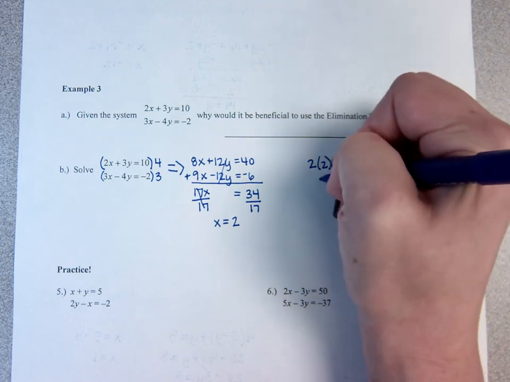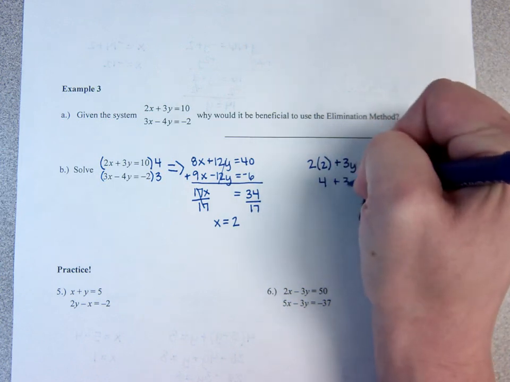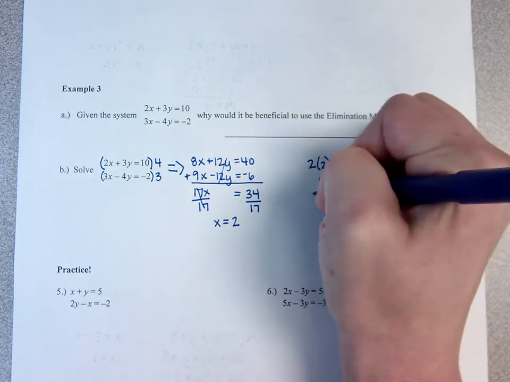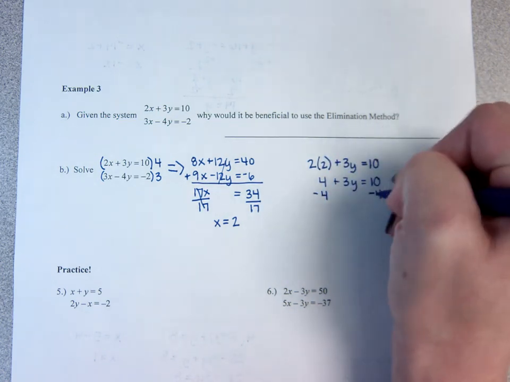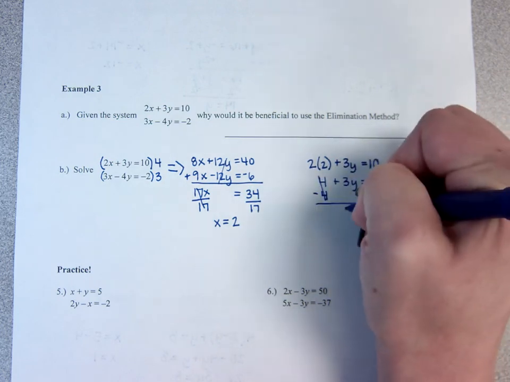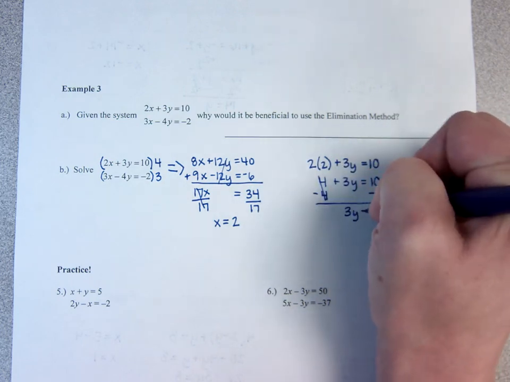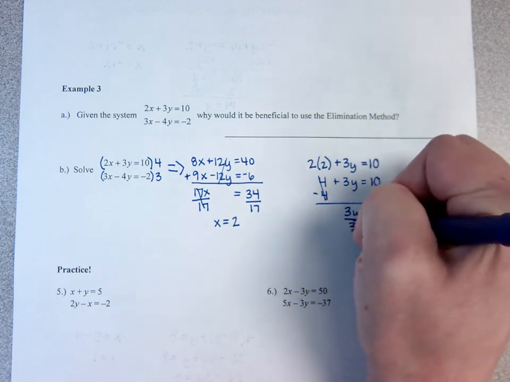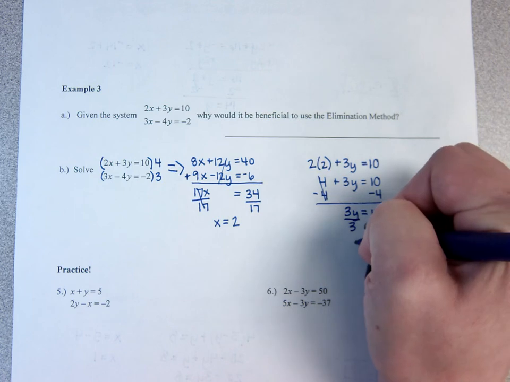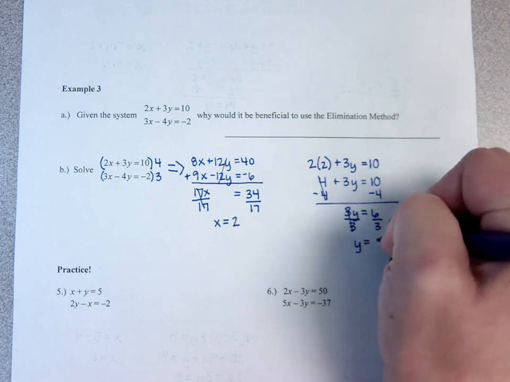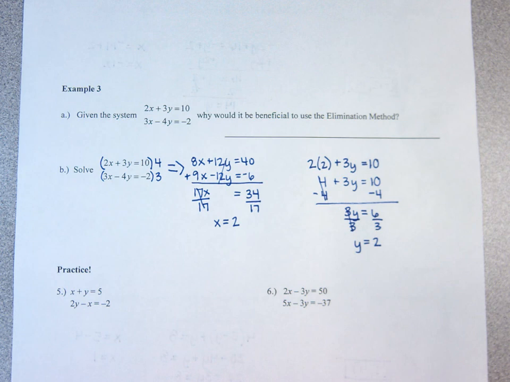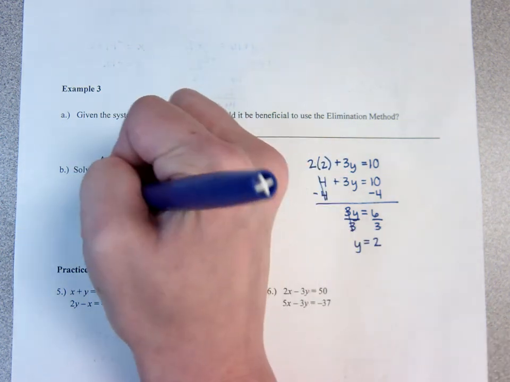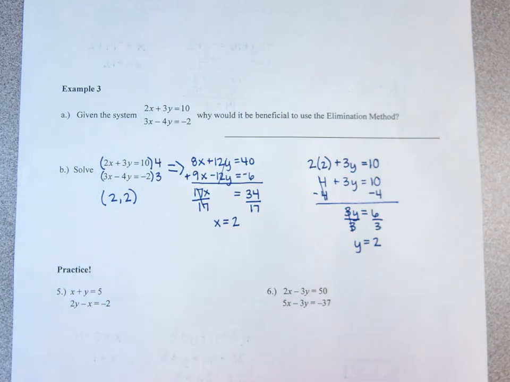So now we can solve for our y value. 2 times 2 is 4, plus 3y equals 10. We're going to subtract 4 from both sides. Those will cancel. We'll be left with 3y on the left side equals 10 minus 4, which is 6. We divide both sides by 3, and we'll end up with y equals 2. So our solution for this system will be 2, 2. And that's our final answer.